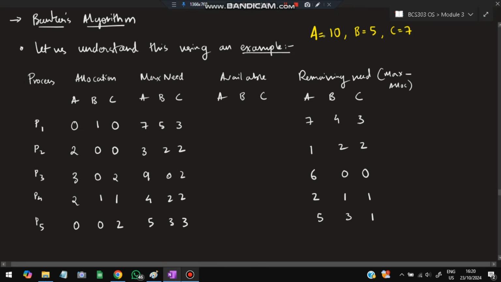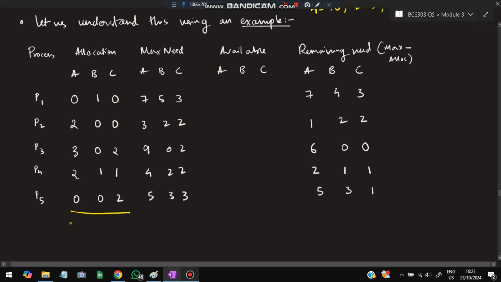Now out of 10, 5, and 7, P1 has 0 A allocated, 1 B, and 0 C allocated. Like that, P2 has 2 A's allocated, 0 B's, and 0 C. P3 has 3, 0, 2, and so on. So let's calculate how many resources are already allocated. To calculate that, just add up: 2 plus 3 is 5, 5 plus 2 is 7. 7 A's are already allocated. For B, 1, 2: 2 B's are already allocated. And for C, 2, 3, 4, 5: 5 C's are allocated here. So 7 A's, 2 B's, and 5 C's are already allocated.